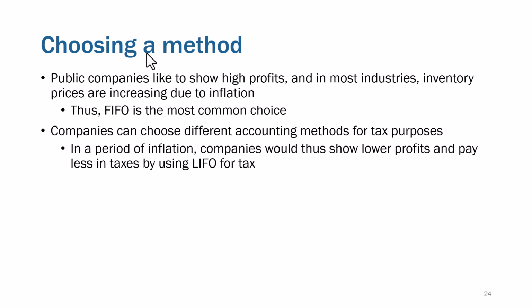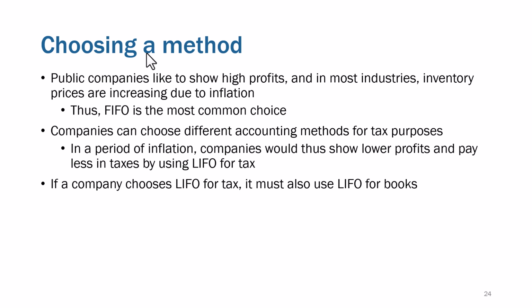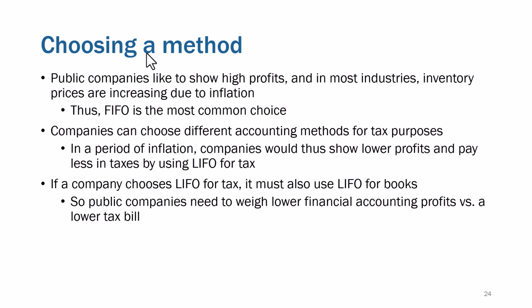Now, companies can choose different accounting methods for tax purposes. And in a period of inflation, companies would thus show lower profits and pay less in taxes by using LIFO for tax purposes. But if they choose LIFO for tax, they would also have to use that for books. So normally we're in a period of inflation, and so companies would want to choose FIFO for books and LIFO for tax, because you like profit for books. You don't like profit for tax because then you could pay less tax. But that's where it's said, you do LIFO for tax, you've got to choose LIFO for books.